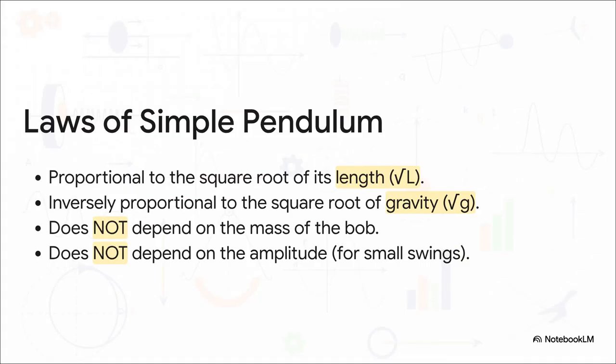What's so great about this formula is that it tells us everything we need to know. It gives us 4 simple laws. The period depends on the pendulum's length and on gravity. But look what's not in the formula: the mass of the bob. And as long as the swings are small, it doesn't matter how far back you pull it. Kind of crazy, right? It just doesn't affect the timing.